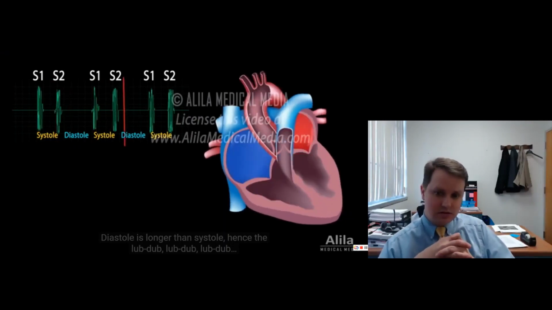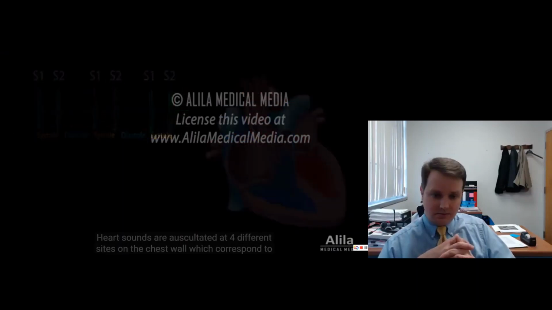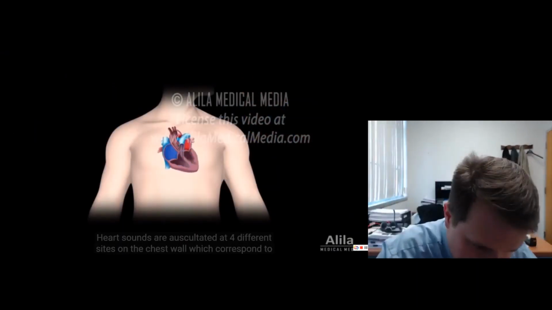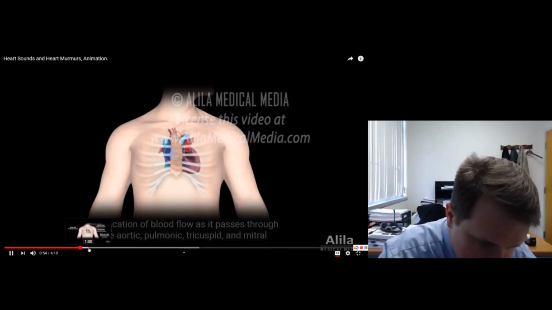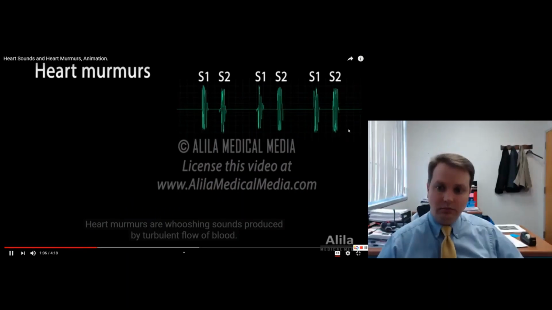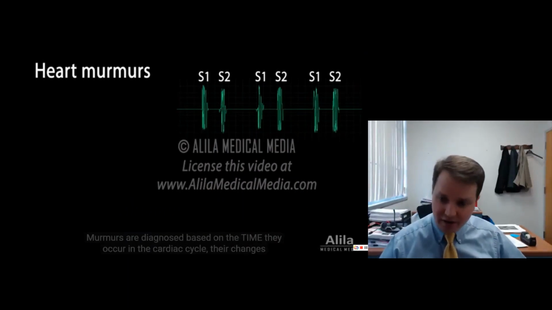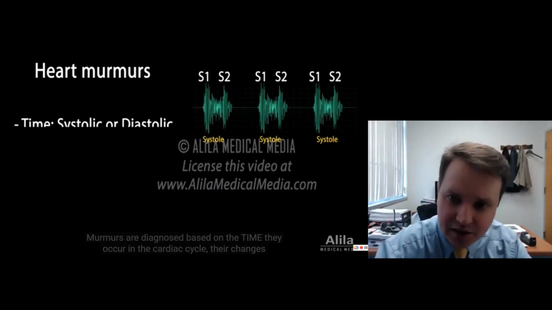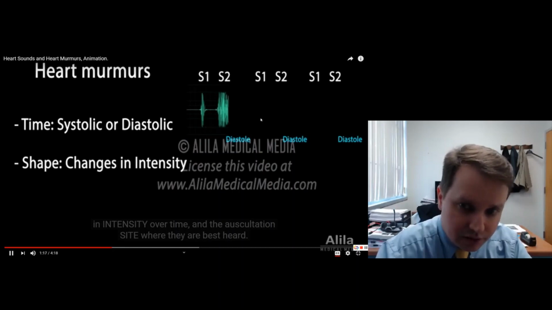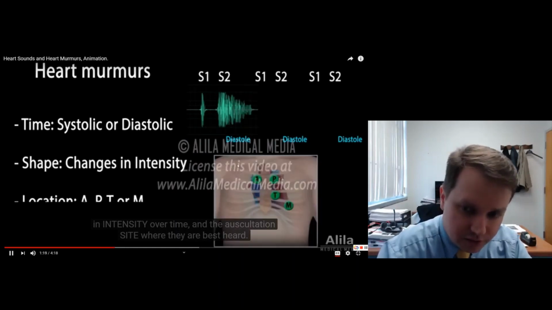Heart sounds are auscultated at 4 different sites on the chest wall, which correspond to the location I wanted you to be able to hear it. Let me see if I can get the sound. Okay. Pulmonic, tricuspid, and murmurs or whooshing sounds produced by turbulent flow of blood. Murmurs are diagnosed. So you can actually hear it there, so I want to make sure you guys... cycle. Their changes in intensity over time, and the auscultation site where they are best heard.